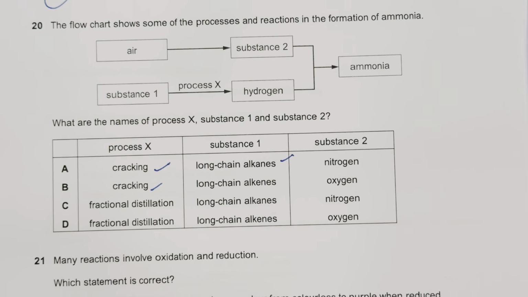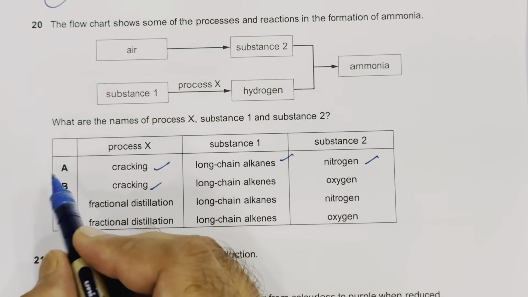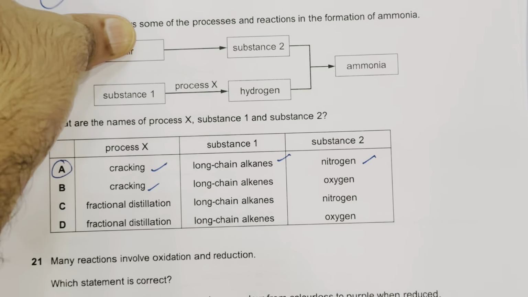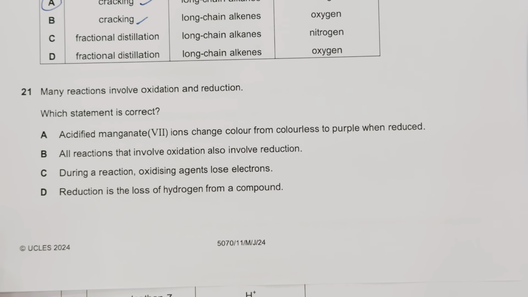Okay, substance 2 would be nitrogen because it is producing ammonia. So this option is the correct option. Moving to question number 21. Many reactions involve oxidation and reduction.